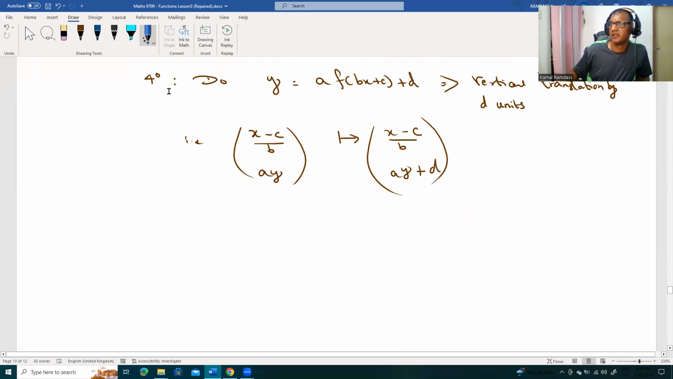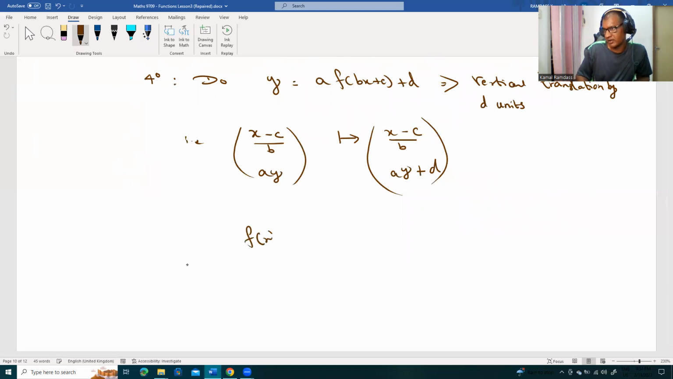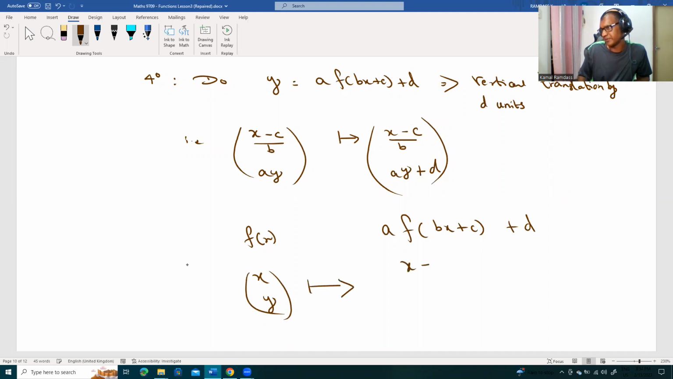I can say it like this. f of x, and f of bx plus c, plus d. And (x, y) is mapped onto x minus c over b, and y plus d.